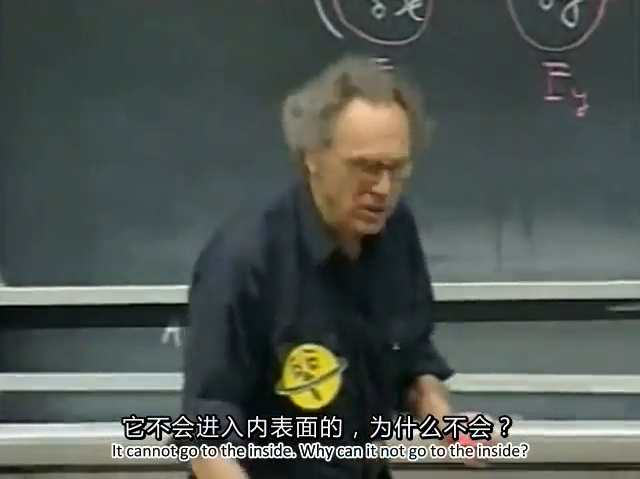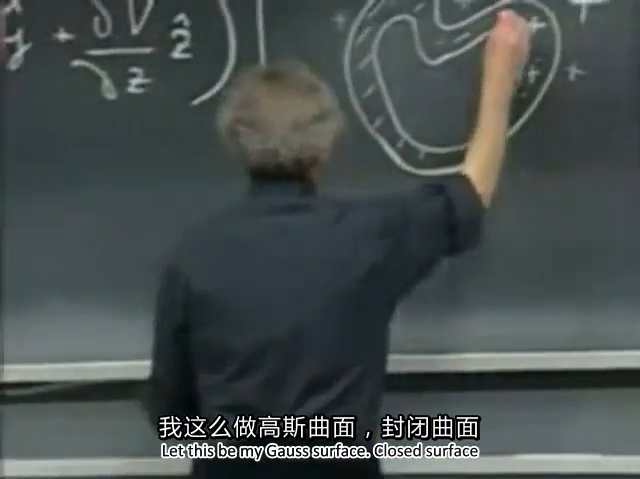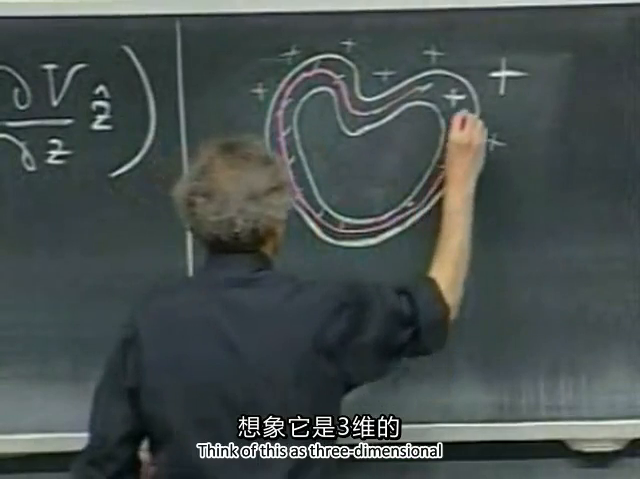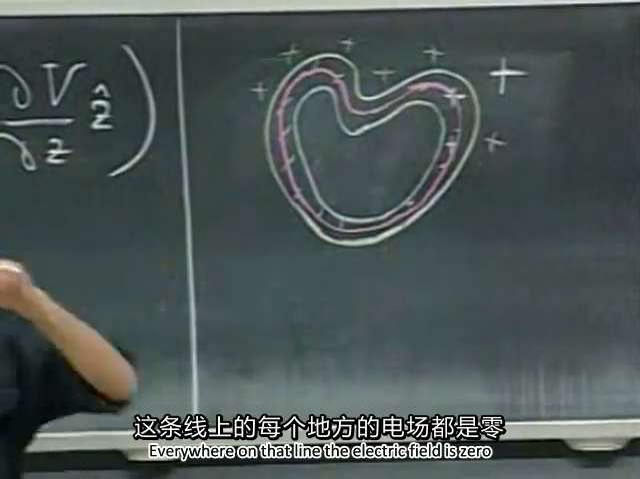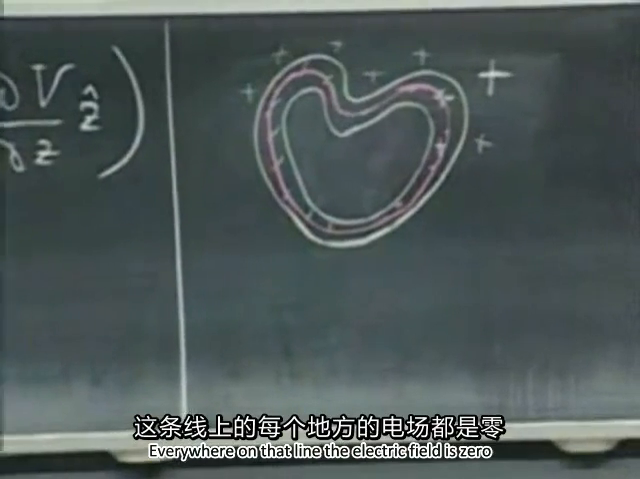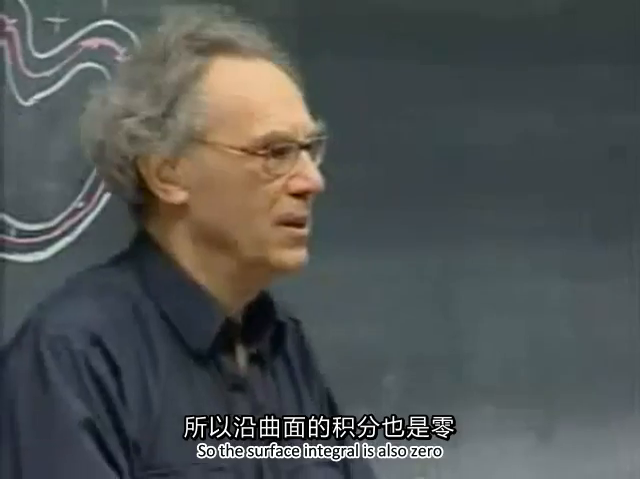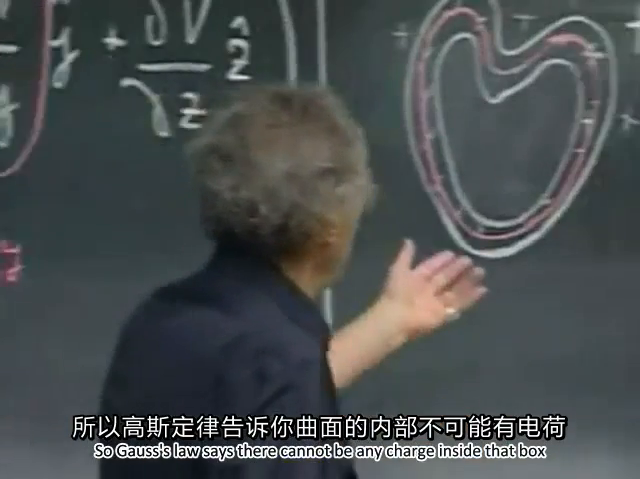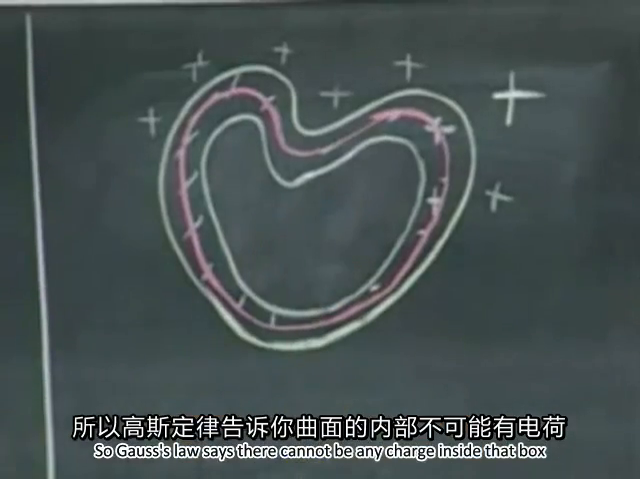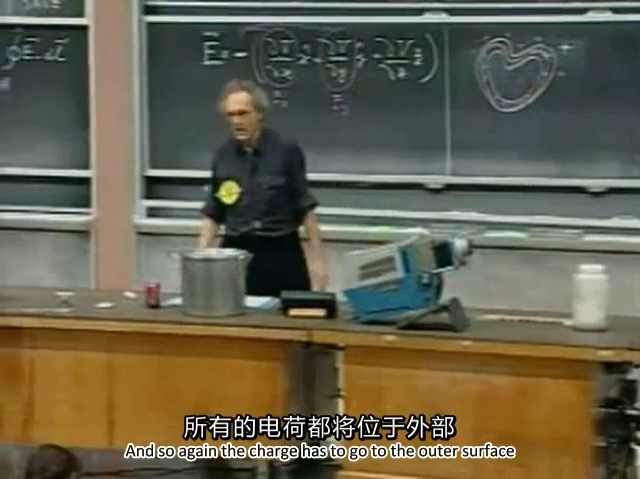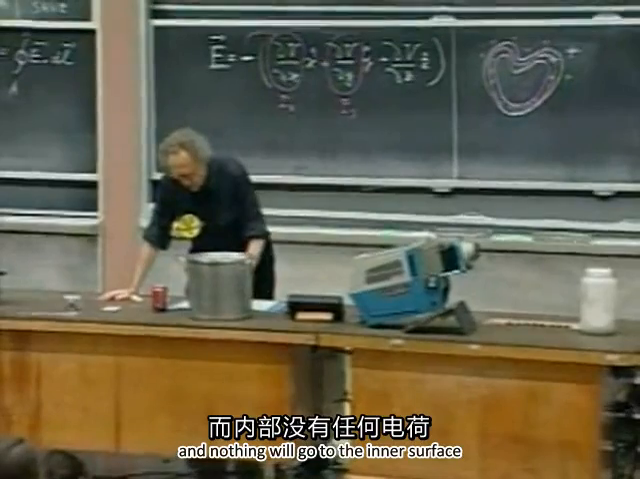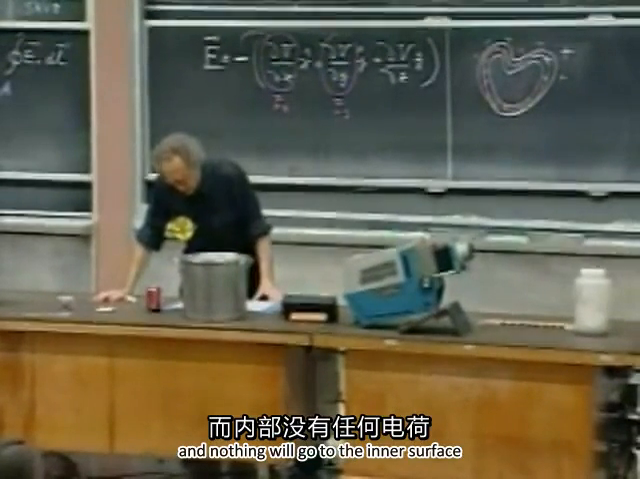Why can it not go to the inside? Let this be my Gauss surface. Closed surface. Think of this as three-dimensional. Everywhere on that line, the electric field is zero because you're inside the conductor. So the surface integral is also zero. So Gauss' law says there cannot be any charge inside that box. And so, again, the charge has to go to the outer surface, and nothing will go to the inner surface.